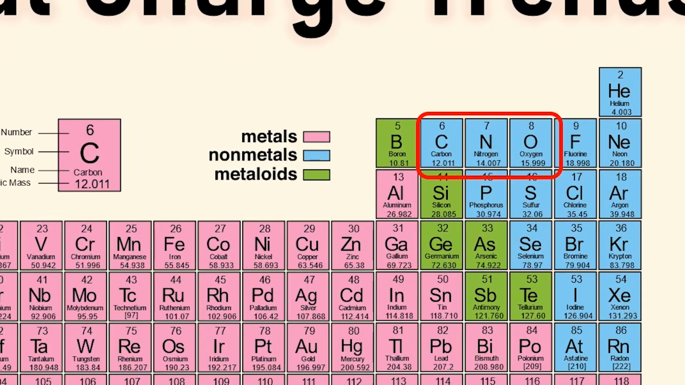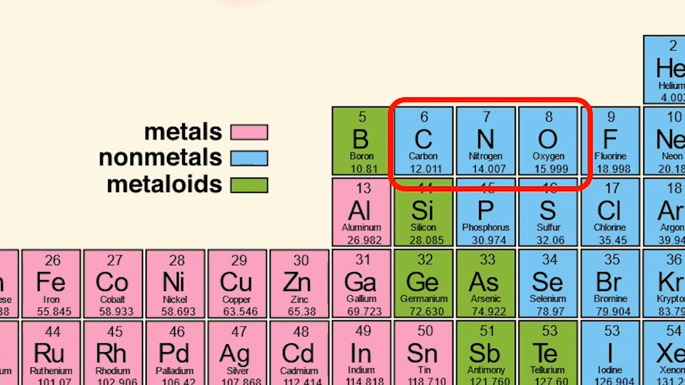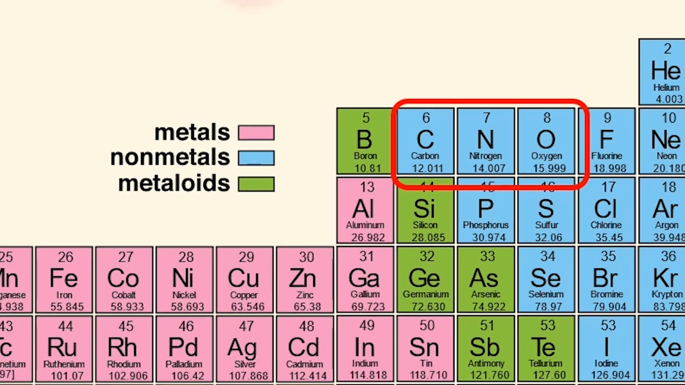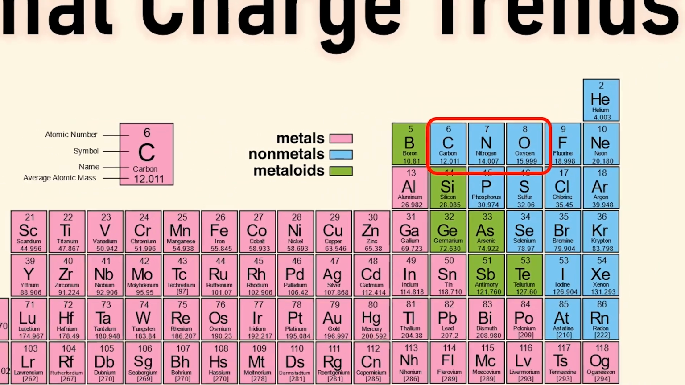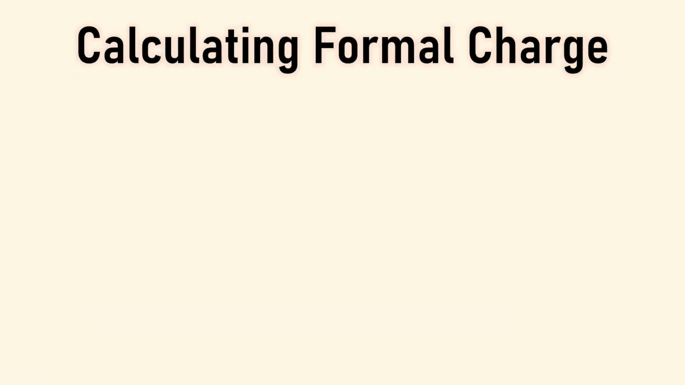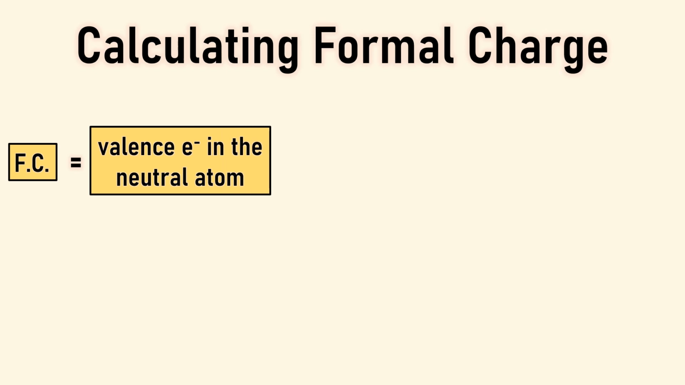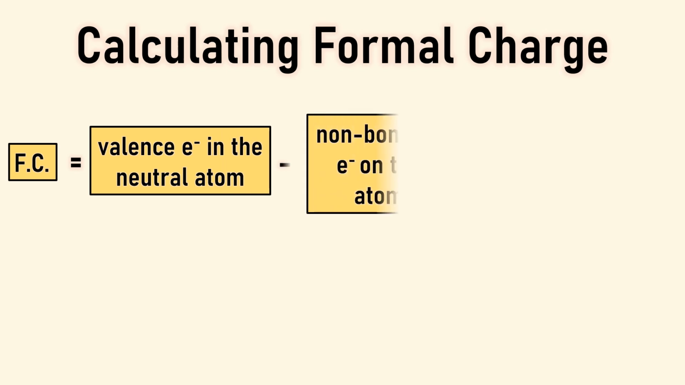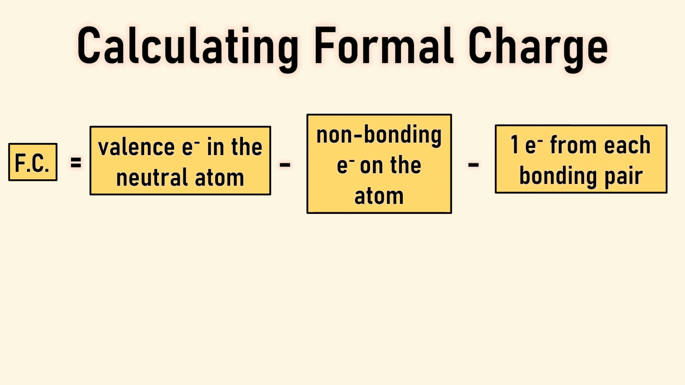Fortunately for us, we'll focus on only 3 elements: carbon, nitrogen, and oxygen. These are the most common elements seen in organic chemistry. First, let's review the formula for finding formal charge. The formal charge for an atom is the number of valence electrons in the neutral atom, then we'll subtract the number of non-bonding electrons, then we'll subtract 1 electron from each bonding pair.